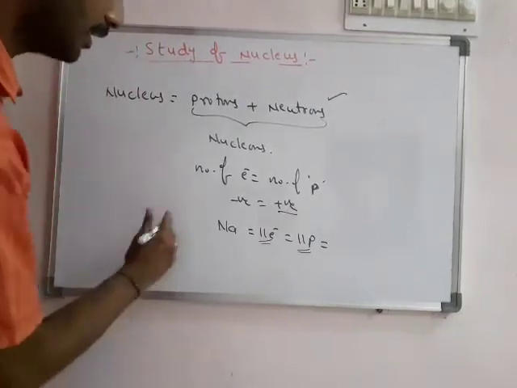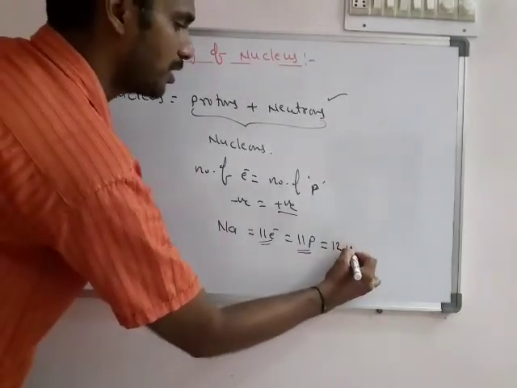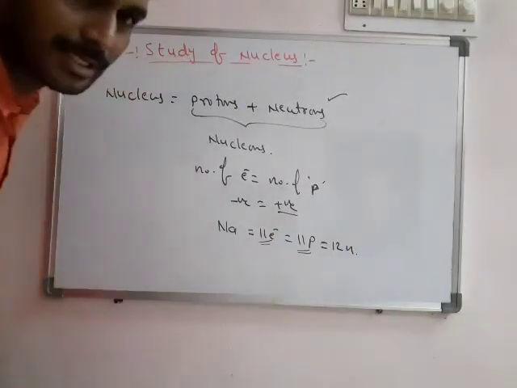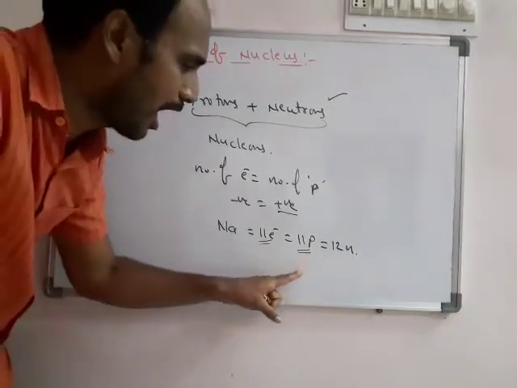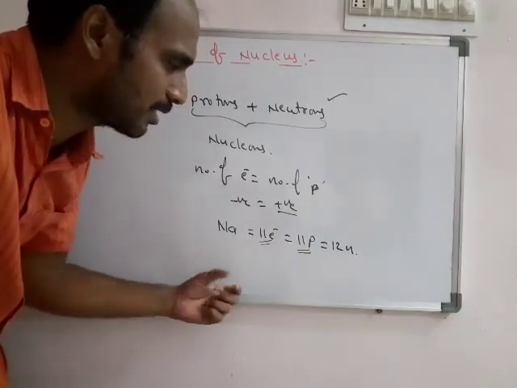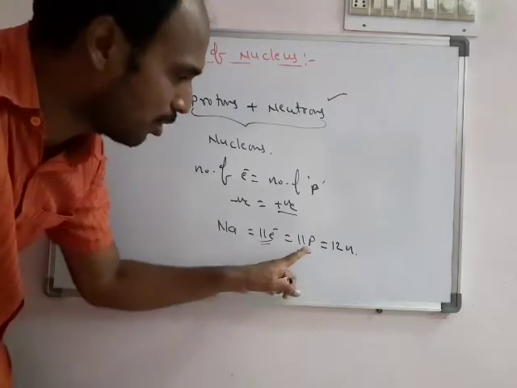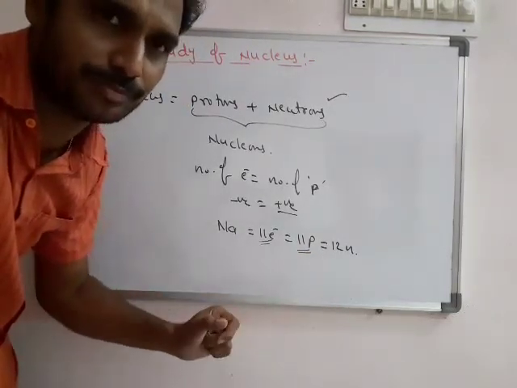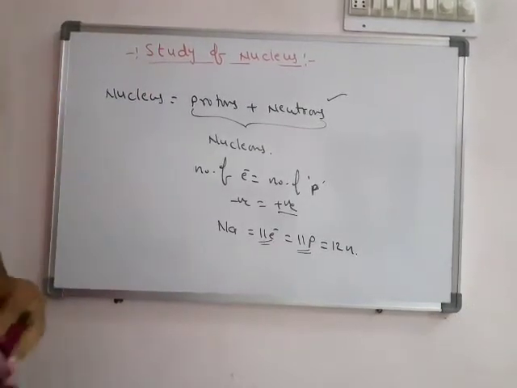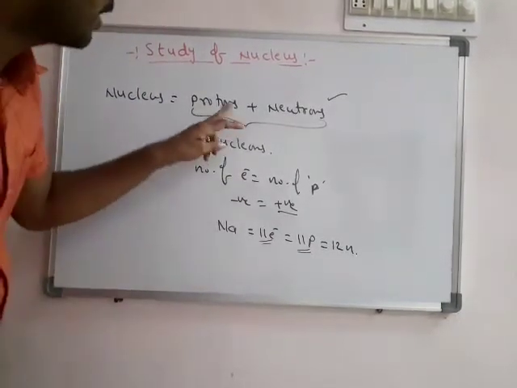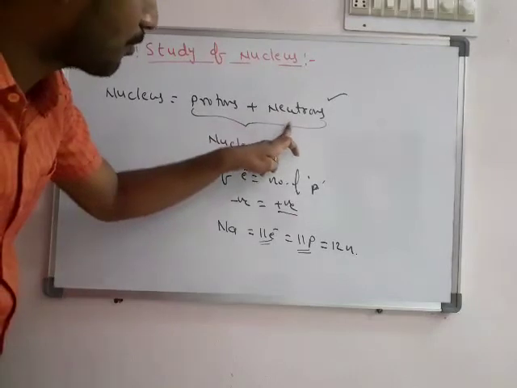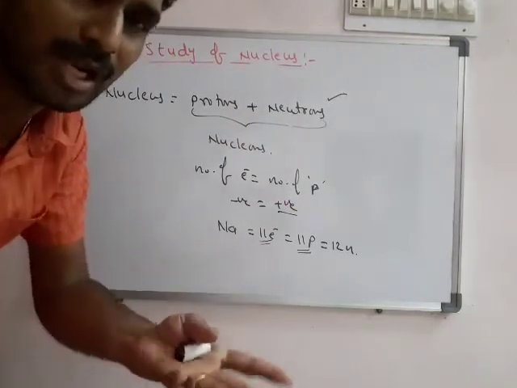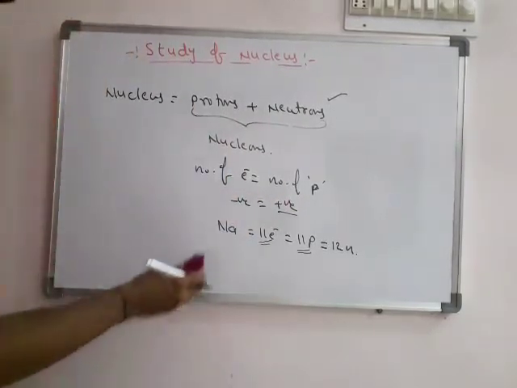Generally, in sodium there are 12 neutrons. There can be more neutrons than protons, or fewer neutrons than protons. It is not a rule that the number of protons is equal to the number of neutrons. They may be equal or they may not be equal.